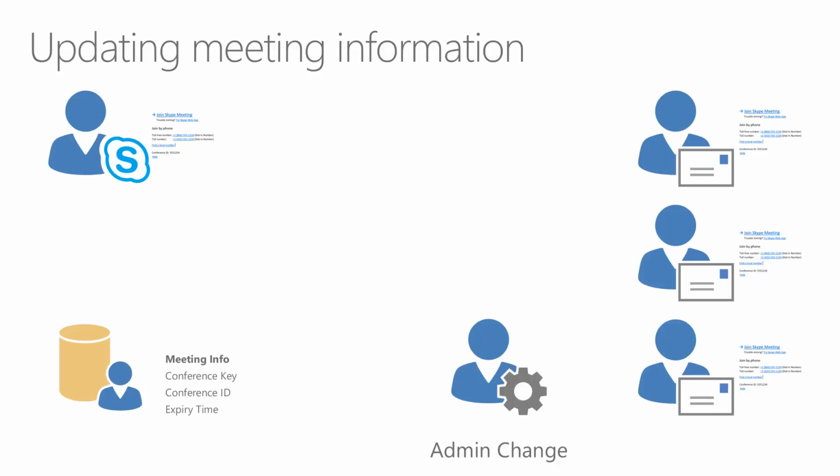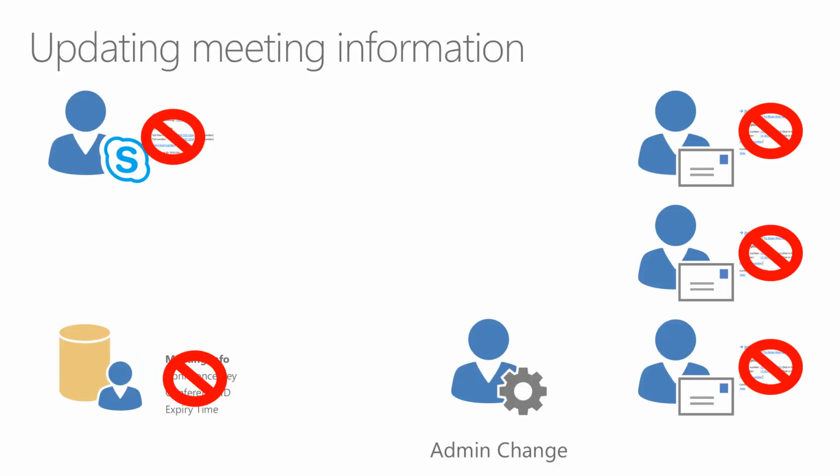When the admin makes this change, he changes information on the back end that says this user will now use a particular service for their conferencing. That means that all the previous meeting information that was sent out is now no longer valid. If you try and click on those links, or dial into that phone number, that meeting information is no longer valid because the user is no longer assigned to that service.